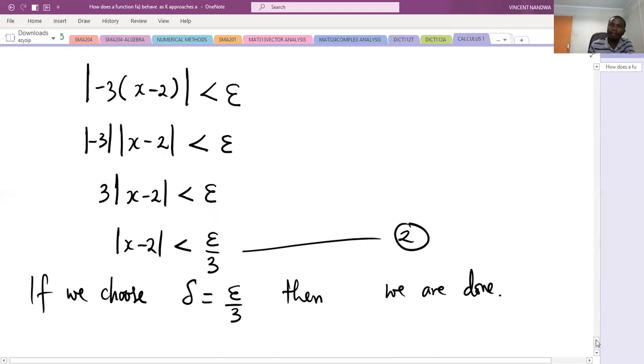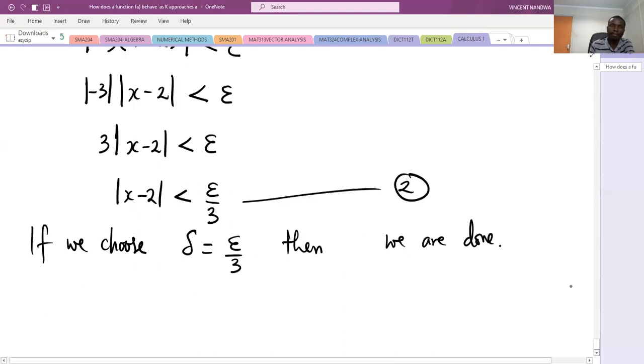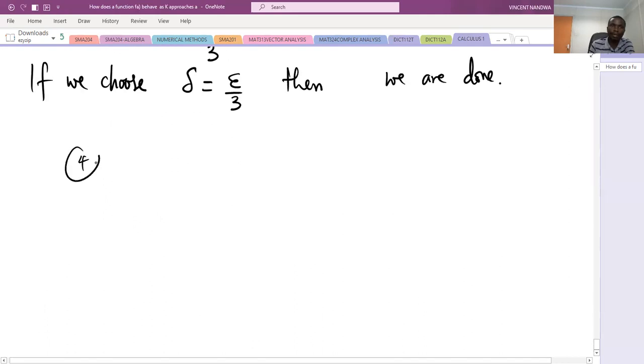And then the last example, number 4: limit as x approaches 2 of x squared equals 4.